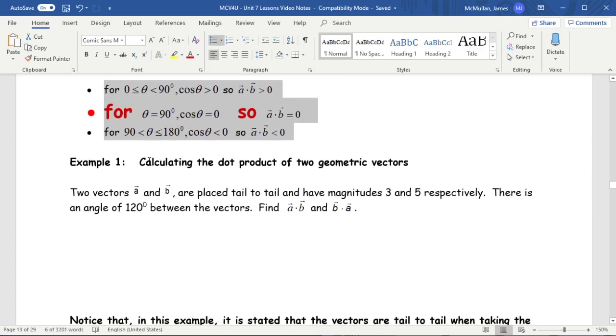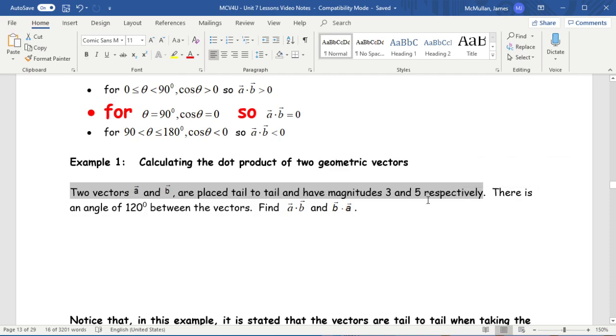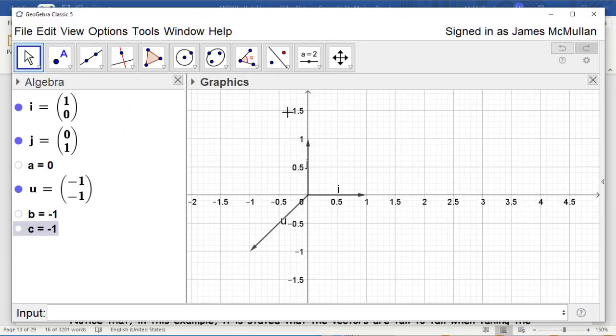Calculate the dot product of two geometric vectors. Two vectors A and B are placed tail to tail and have magnitudes of 3 and 5. There's an angle of 120 degrees between the vectors. Find A dot B and B dot A. Okay, so let's draw it, get the answer, and then we'll come back to this.